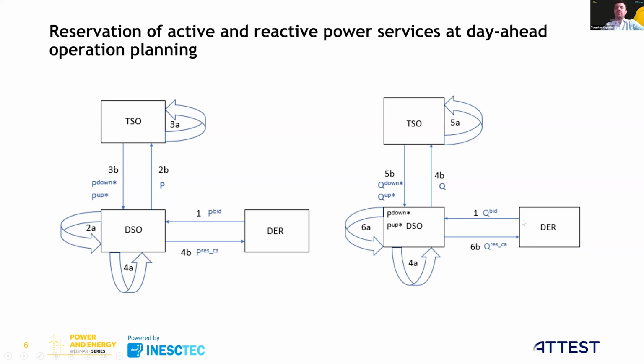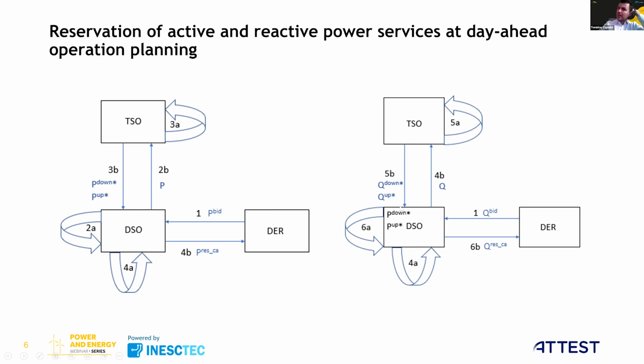So again, you have a bid from a flexible resource. The DSO calculates all the available feasible areas for providing the reactive power. This time we fix this P down and P up coming from the left-hand side picture. So from the previous stage, the first stage, the TSO runs the ACOPF and this time sets the boundaries in terms of Q down and Q up.